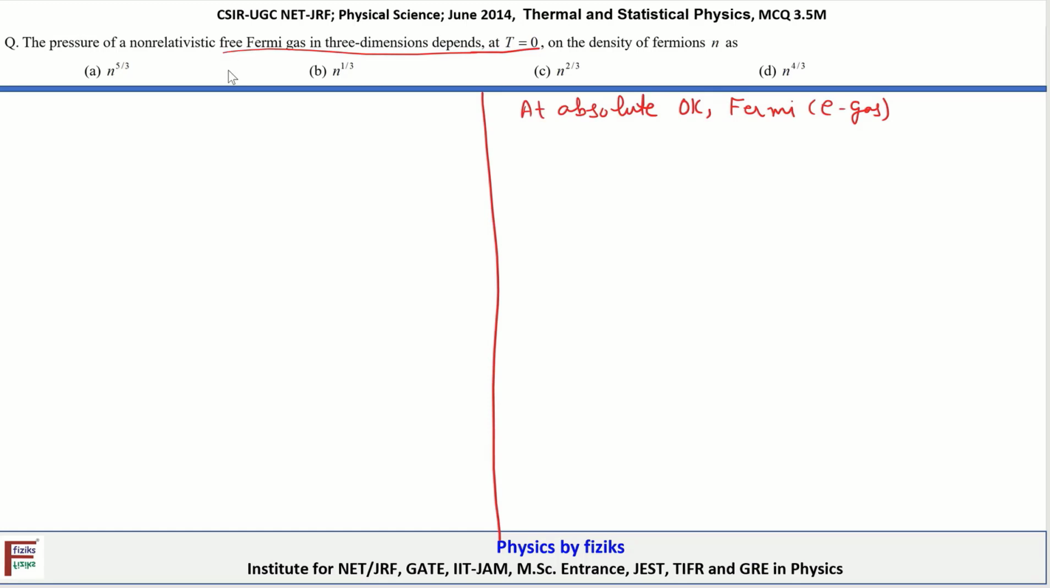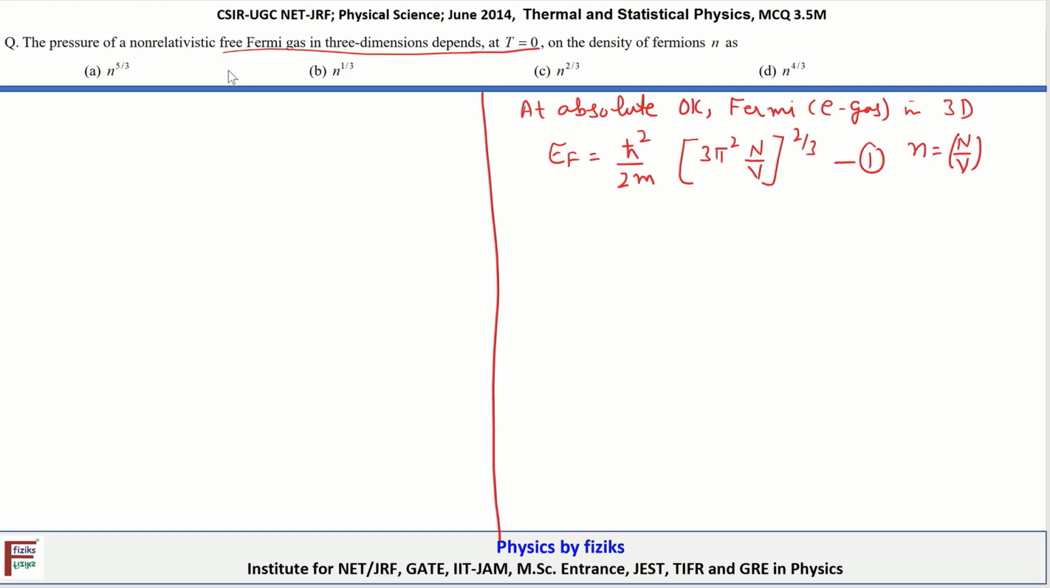For the Fermi gas in 3D, the Fermi energy is given as EF, that is equal to h cut square upon 2m multiplied by (3 pi square N by V) power 2 by 3. Note that here N is the total number of electrons in the electron gas, which is a Fermi gas basically, and V is the volume where these N electrons are confined. So we can write small n to be equivalent to the number density of the free electrons. Let's call this equation 1.